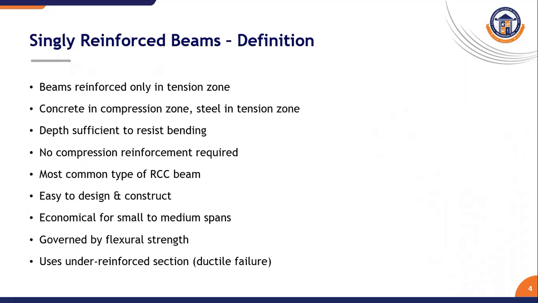Singly reinforced beams definition. A singly reinforced beam has reinforcement only in the tension zone. Concrete resists the compression at the top, while steel bars resist the tension at the bottom. No compression steel is required if the depth is sufficient. These are the most common type: simple to design, economical for simple to medium span, and always designed as an under-reinforced section for ductility.